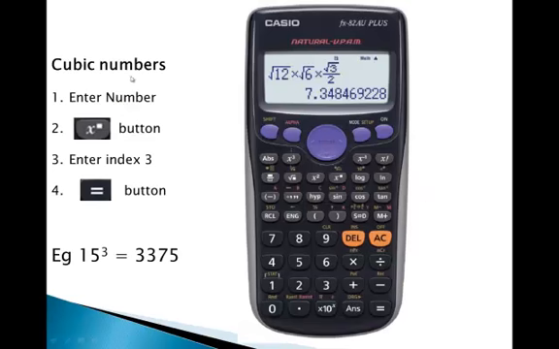If you want to cube your number using your calculator, the first thing you do is enter the number, then you click this button, X with the small box at the top, and then you enter the index. Because it's a cube number, the index would be 3. Then you enter the equal sign. So if we were to do 15 cubed, we would type in 15, then click on this button, X to the box, then type in the number 3, and then type in equals.